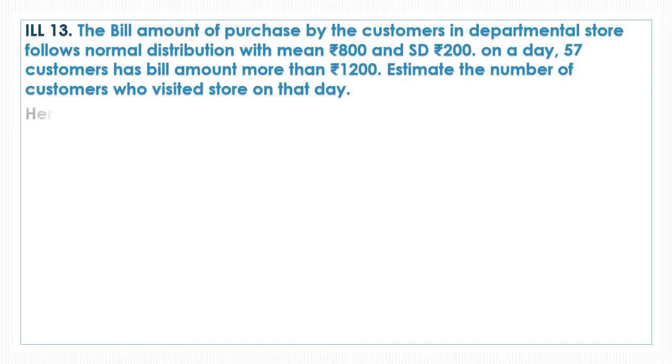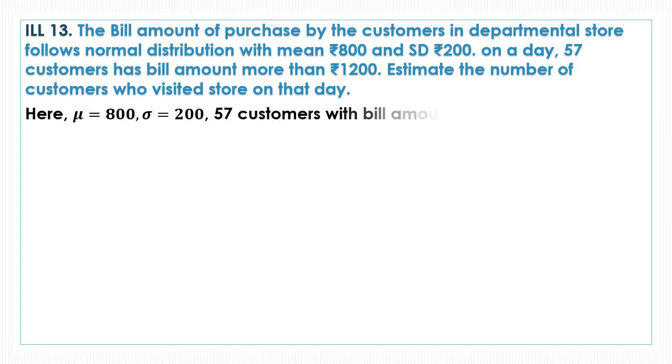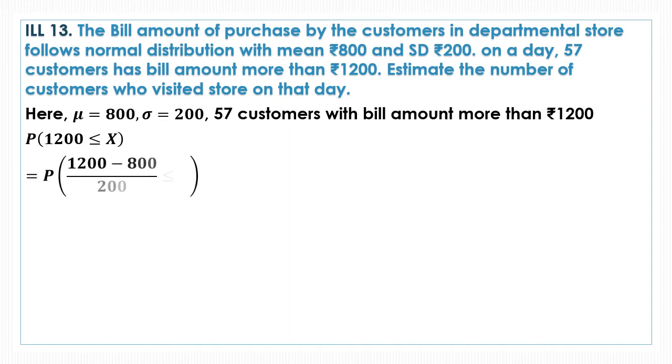The first step we need to do here is write down the values of mean and standard deviation. Because we know that 57 customers had a bill amount of more than 1200, we will start by calculating the probability of X being equal to or more than 1200 rupees. So X is greater than or equal to 1200. When we convert it into Z, we get (1200 minus 800) upon 200 less than or equal to Z. And the answer here is Z is greater than or equal to 2.